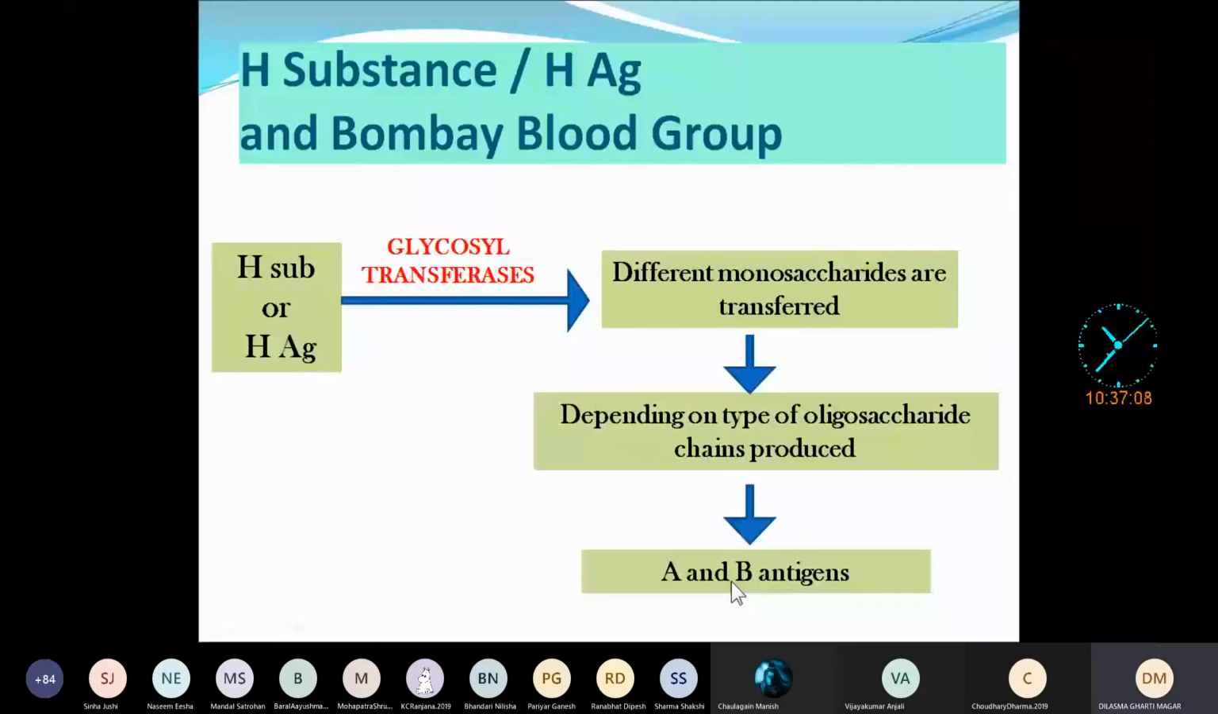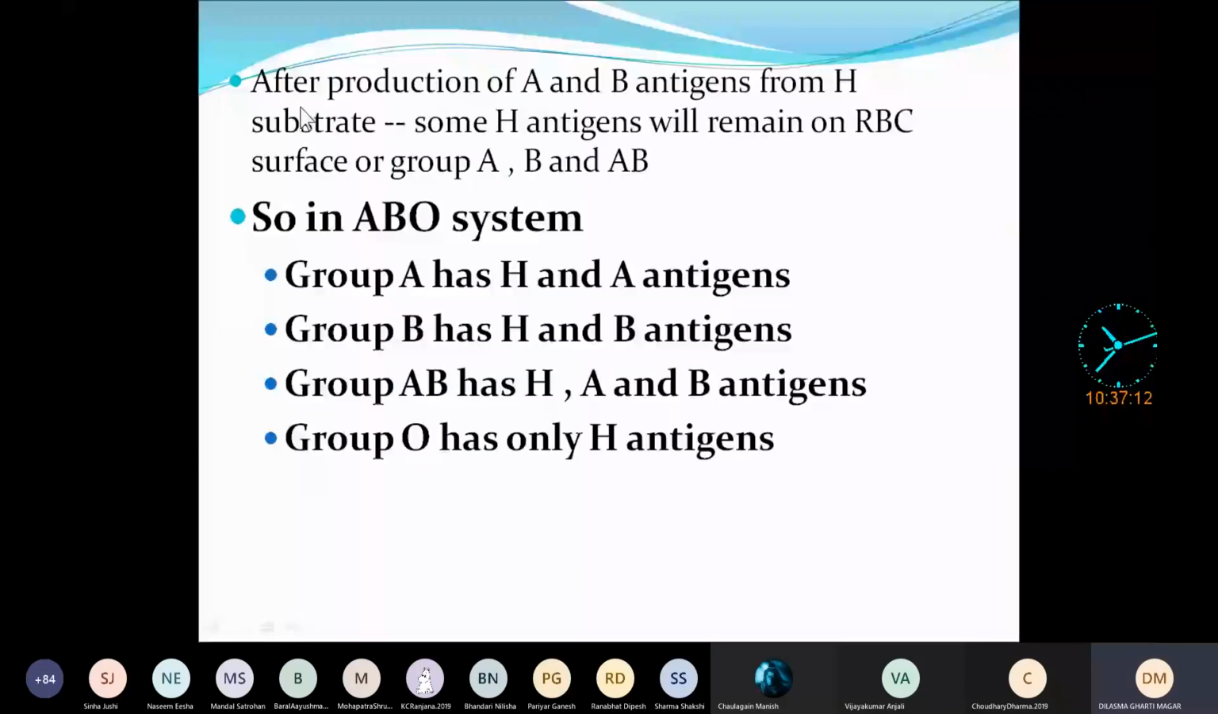Now, after the production of the A and B antigens from the H substance or H antigen, some H antigens will remain on the RBC surface of blood group A, B, and AB, and also O, isn't it so? In case of the O blood group also it will remain. So after the production of the A and B antigens from the H substance, some H antigens will remain on the RBC surface of blood group A, B, and AB.